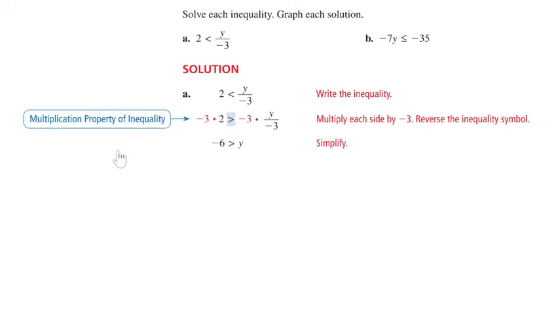So we get negative 6 is greater than y. So our solution is y is less than negative 6. When we graph this, we're going to have an open point where all real numbers are less than negative 6. The reason why we reverse the inequality symbol is so that we can make the statement true. Watch the next take to figure out why we are reversing the symbol.